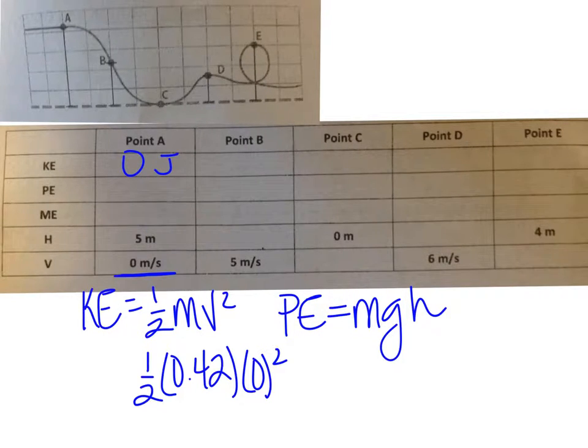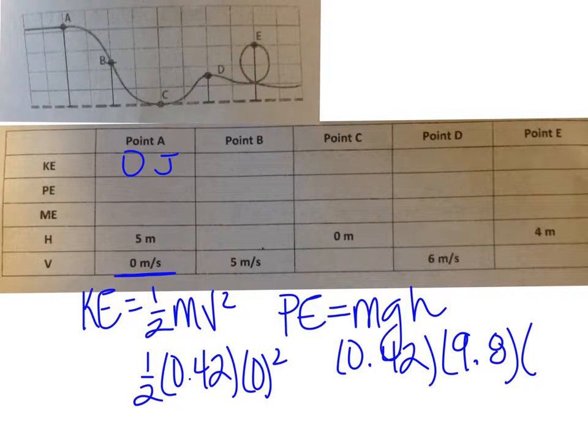That's your kinetic energy. For your potential energy, it's going to be your mass times your acceleration due to gravity times your height. So, again, your mass is 0.42 times your acceleration due to gravity, 9.8, times your height, which is given to us as 5 meters. So you would multiply those three numbers together. You're going to get 20.58 joules as your answer. So that's going to go here.